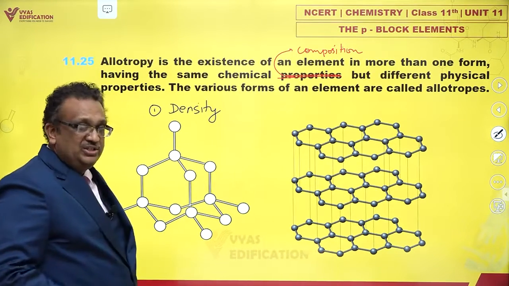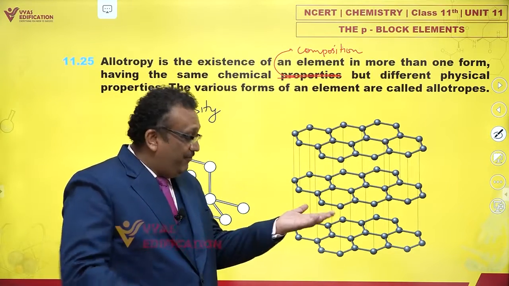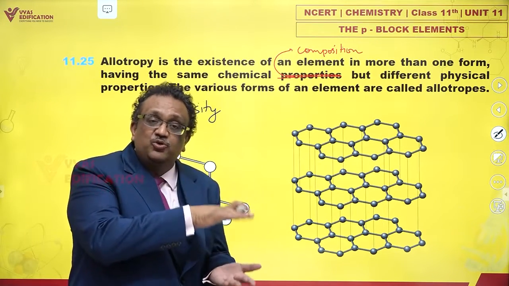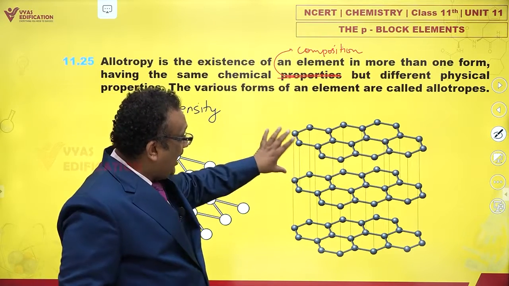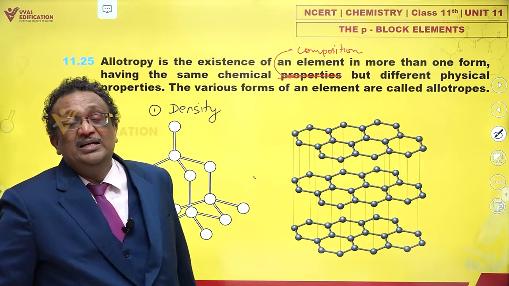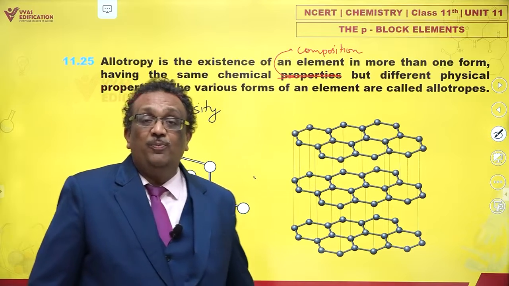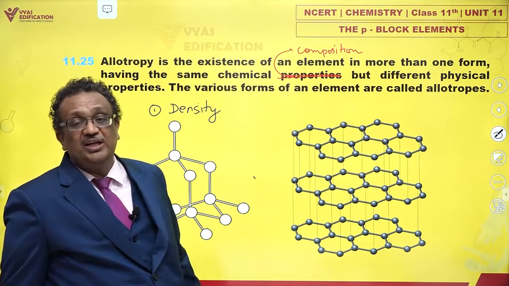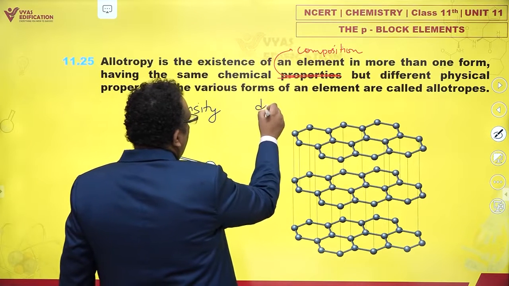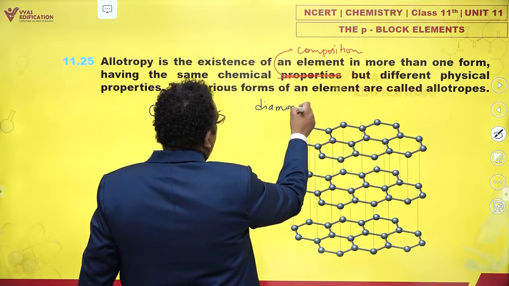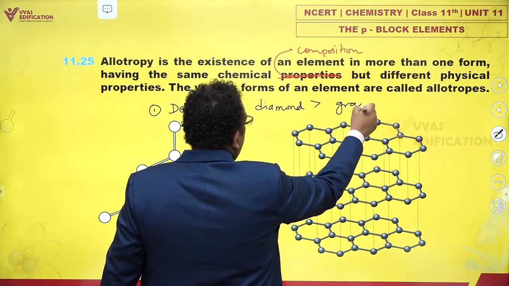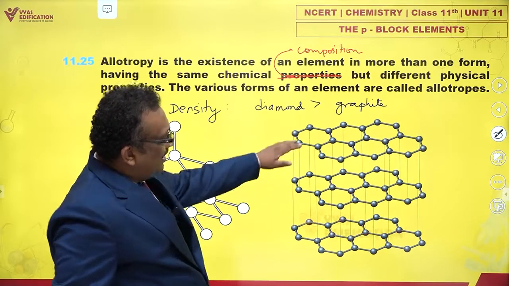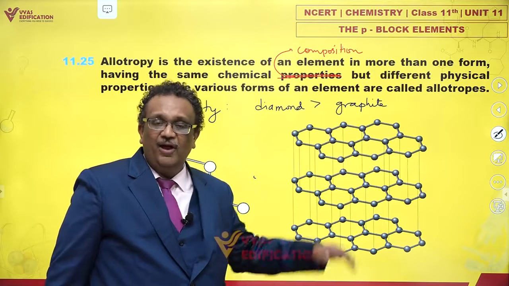Which is more dense, diamond or graphite? Graphite has layers which are kept one over the other and they are not attracted much to each other. There is a significant gap in between these two layers. The same number of atoms will occupy larger volume because of these gaps. Volume is more, so the density would be less. So diamond has a greater density than graphite because graphite has a significant gap in between the layers of graphene or the flat planar layers.